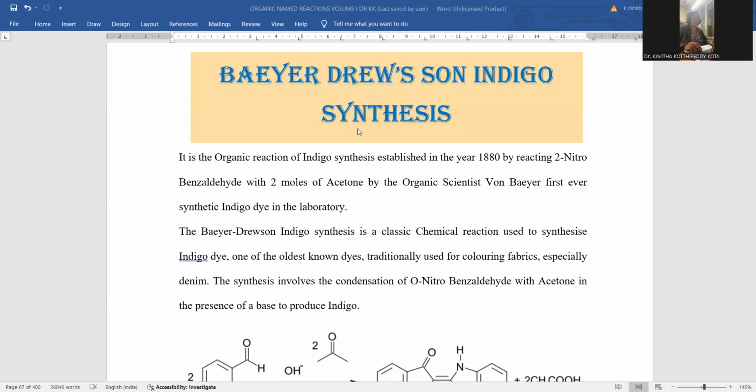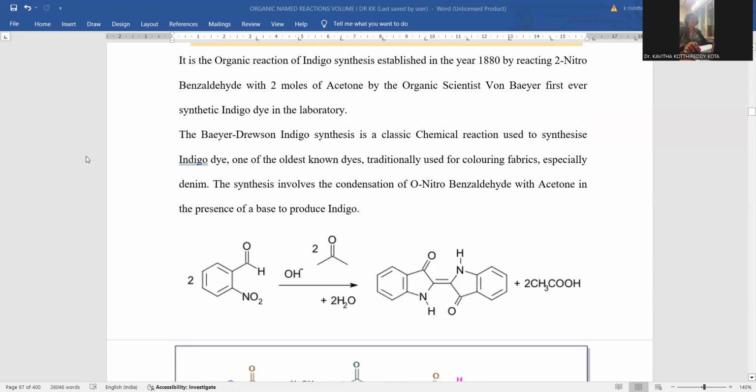Baeyer-Drewson indigo synthesis is the topic for this session. How the Baeyer-Drewson indigo synthesis is accomplished, we are going to discuss in detail. This indigo synthesis was established in the year 1880 by reacting 2-nitrobenzaldehyde as one reactant and 2 moles of acetone as another reactant. The organic scientist von Baeyer first synthesized indigo dye in the laboratory.